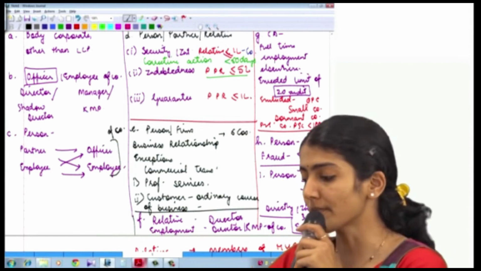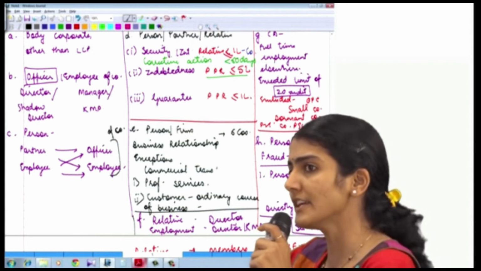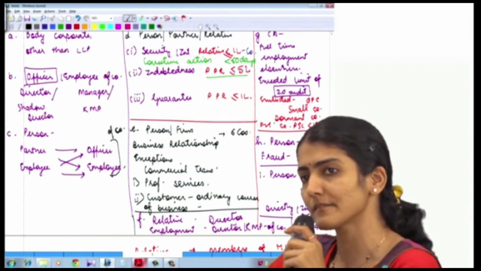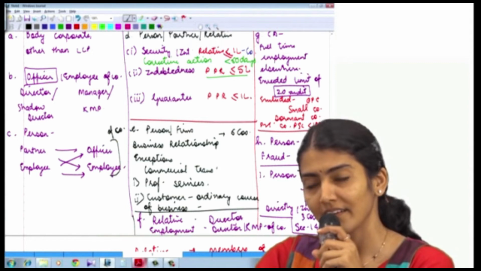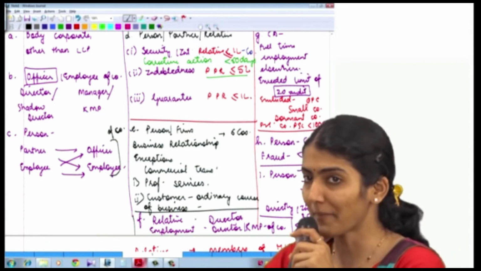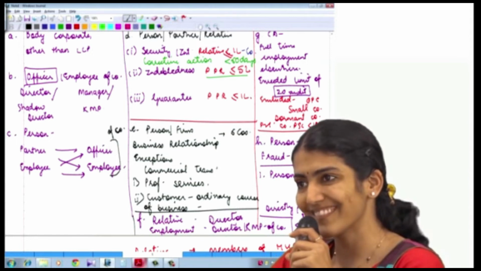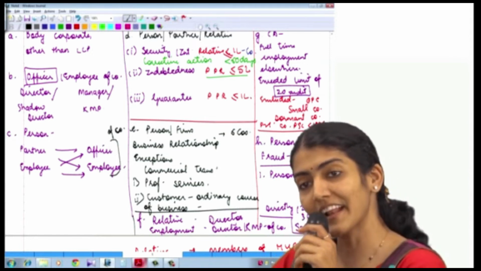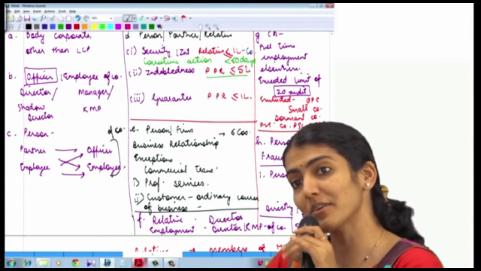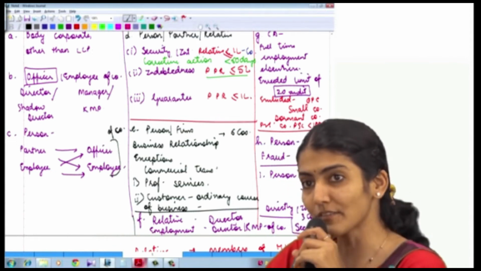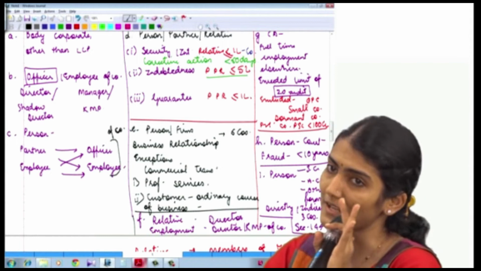20 audits per person. So if I'm a partner in 3 firms, in each firm I can accept 20 audits per firm. I'm a partner in 3 firms. And then I'll become a partner in 10 firms. So I'll get 200 audits. No, it's all firms combined, 20 audits.